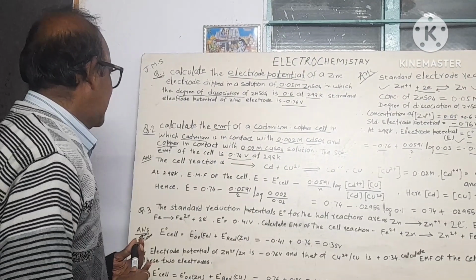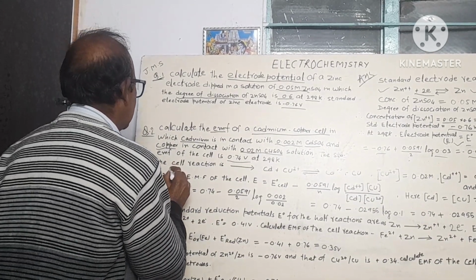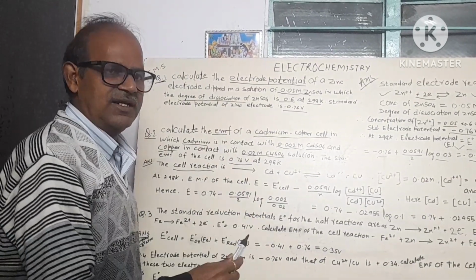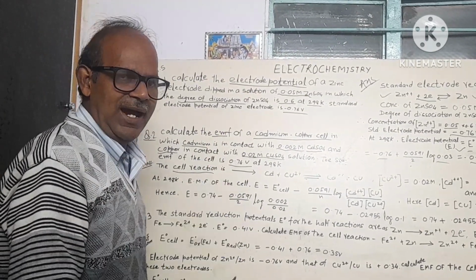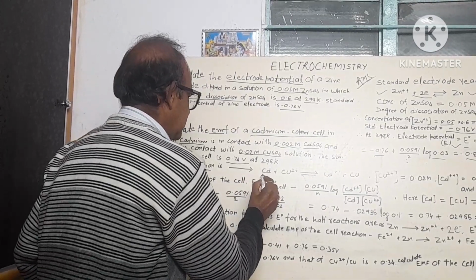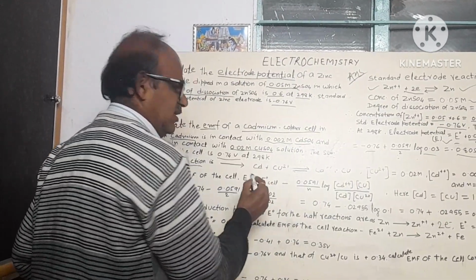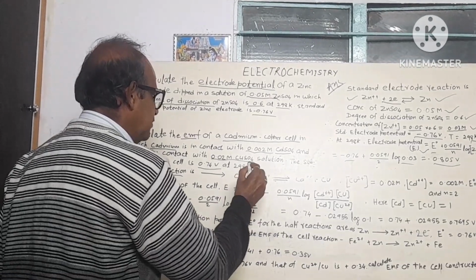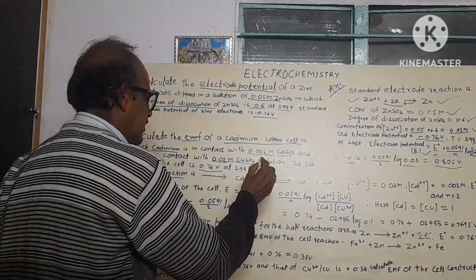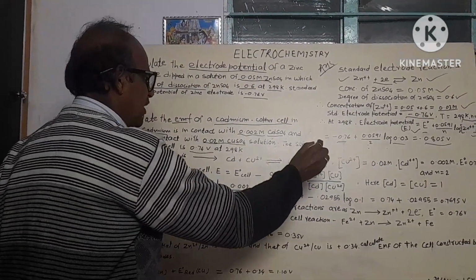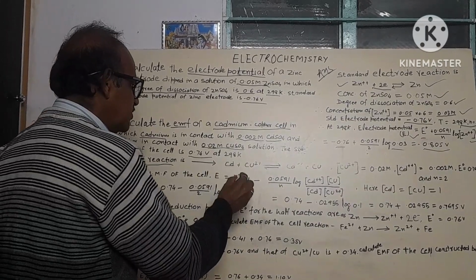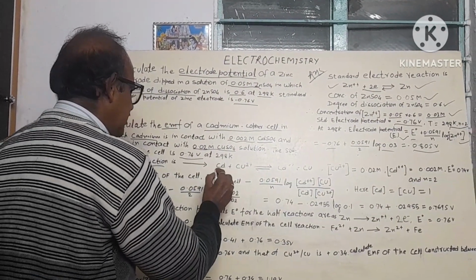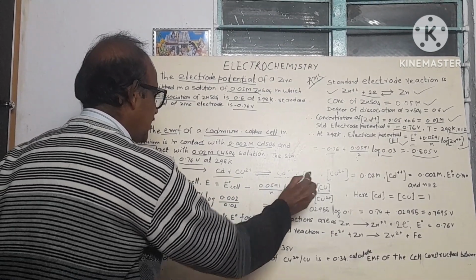Here first you write the cell reaction. Only then you can solve it. Actually, write the half cell reactions for both and then add them. Then you will get the final cell reaction: half cell plus half cell. If you write separately, cadmium will give the oxidation step: cadmium gives cadmium ion plus 2 electrons, and copper ion will take 2 electrons and convert to copper. If you add, the electrons will cancel. Then you will get this reaction.